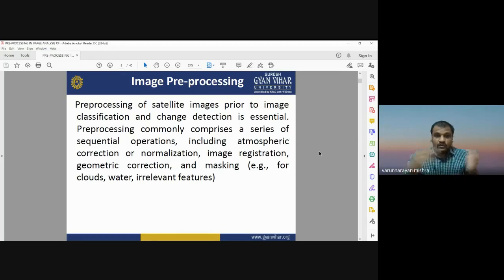So we have to atmospherically correct all the images before doing any change detection or urban growth analysis, because images at different times, different years may have different atmospheric conditions. So we can work on the atmospheric correction, or you can say the normalization of the pixel values or normalization of the spectral response that can be captured by the sensor.